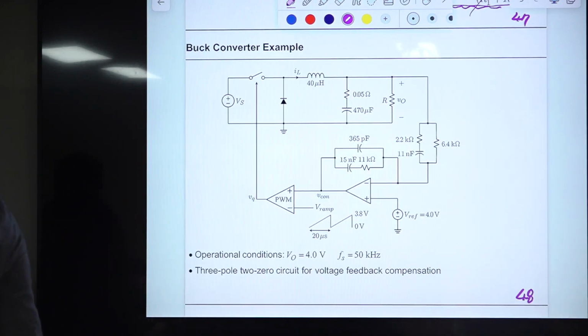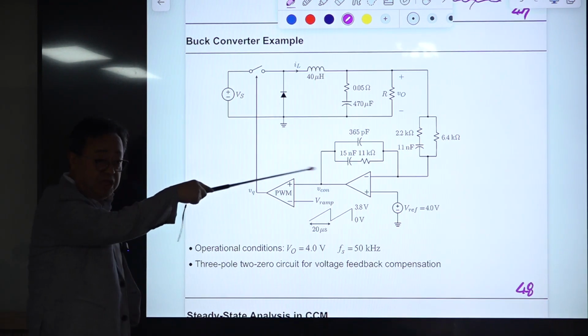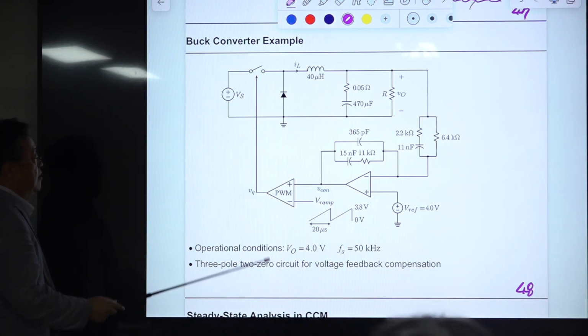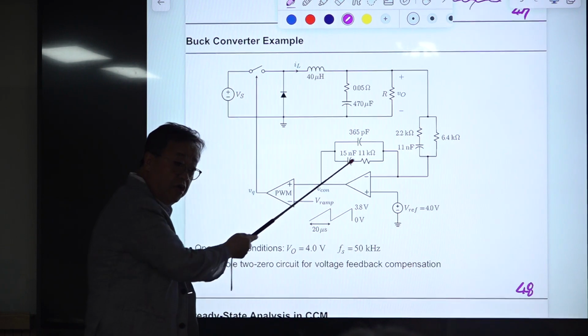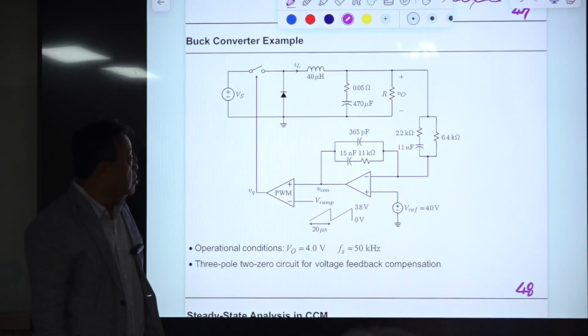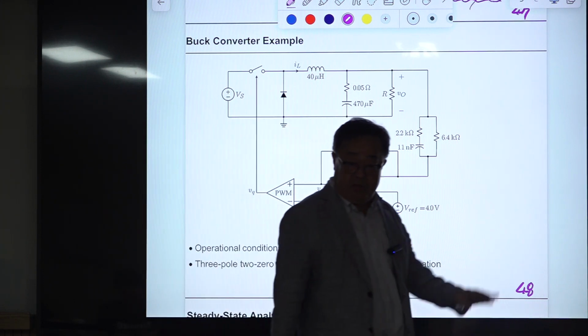In this later part of this lecture, I'd like to introduce some transient response of a closed-loop controlled buck converter. So this is the buck converter. You have been using this power stage all the time, and this is the 3-pole 2-zero compensation we just went through. So we are using this. Again, this is the best structure.